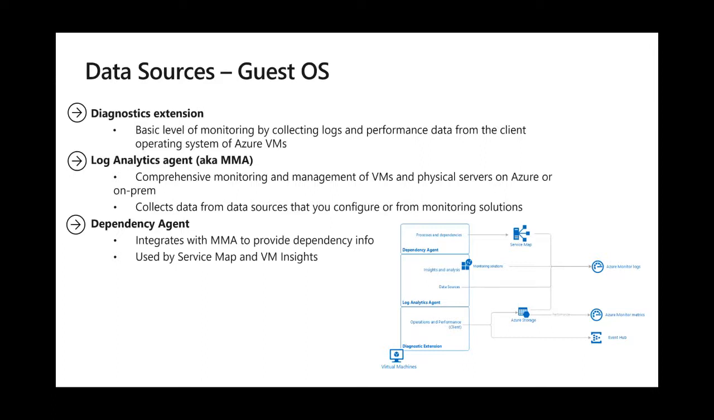And the third one is the Dependency Agent. So by installing this agent, you will be able to have an overview on the connection between VMs. So you will get the full picture of how the VMs are related to each other, how they are communicating, and give you a better understanding of how my application is running, how it's distributed on different resources, and so on.